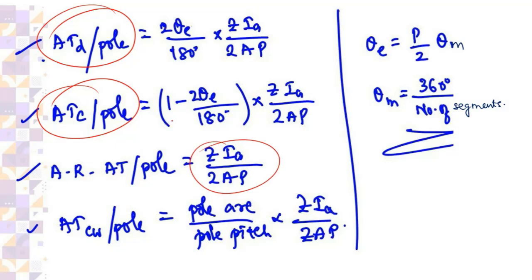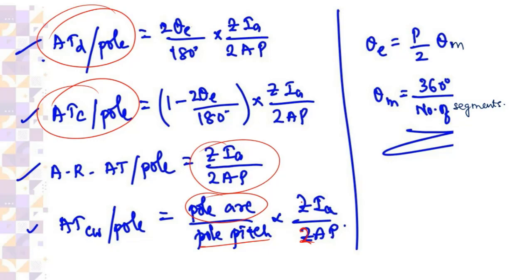They'll ask you sometimes compensating winding ampere turns also. So compensating winding is placed in the pole shoe. The pole shoe is not going to cover the whole pole pitch. It is going to cover only just 70%. So pole arc by pole pitch is just 70%. So 0.7 times ZIA by 2AP. This is 2AP.